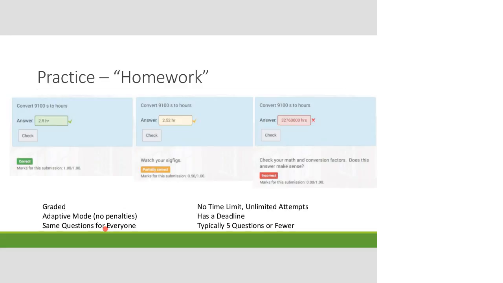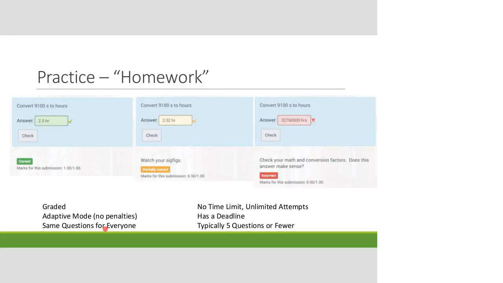So one of the things that I love most about the quiz system in Moodle is all of the different quiz behaviors that you can choose. My personal favorite is the adaptive mode with no penalties. Basically, the way that works is a student has a check button that they can essentially hit an unlimited number of times until they finally get the answer that they're looking for.